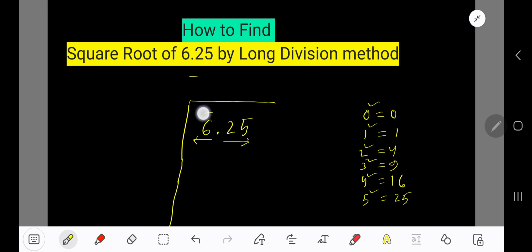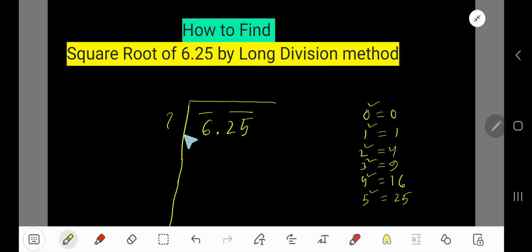So this is our first pair. You can consider here a 0, but we don't need it because it doesn't have any value, and this is your second pair after the decimal. Now consider this pair, 6.